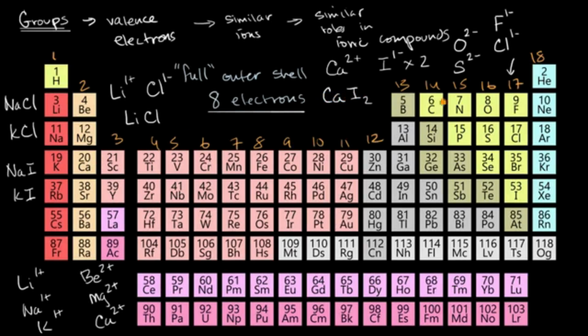What might calcium do with oxygen? Well, calcium likes to lose 2 electrons. Oxygen likes to gain 2 electrons. So you could see something like calcium oxide.